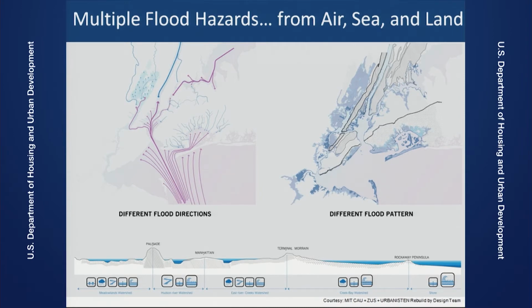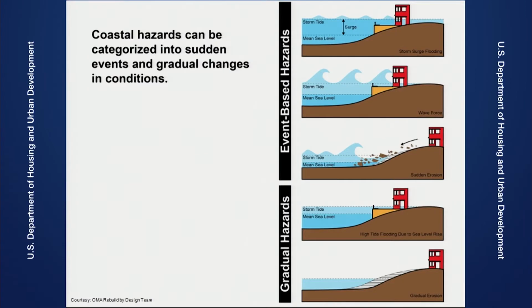In this case, that means understanding the various patterns and directions of floodwaters, including heavy rainfall from the sky, intense runoff from higher land, or storm surge from the coast. Looking at multiple hazards also means looking at those that come in the form of a sudden event, such as a hurricane, as well as those that result from gradual changes in conditions, such as sea level rise.